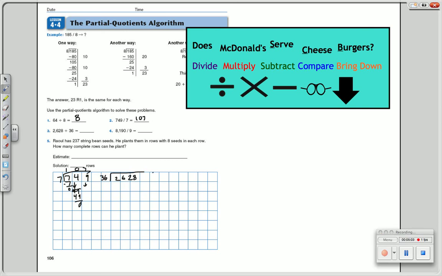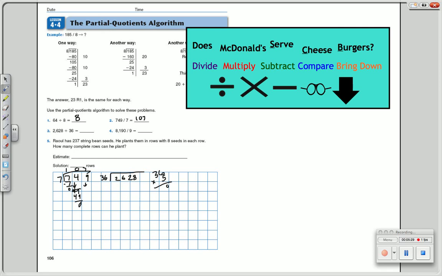36 goes into 2,628. This is one of those problems where I'm going to need to write my multiplication off to the side because I don't know my 36s. So let's see here. I know 36 can't go into 2 and it cannot go into 26. So I'm going to have to figure out how many times it goes into 262. I know that 36 times 10 is too high, so I'm just going to start with an easy number and hope that I'm getting close here.